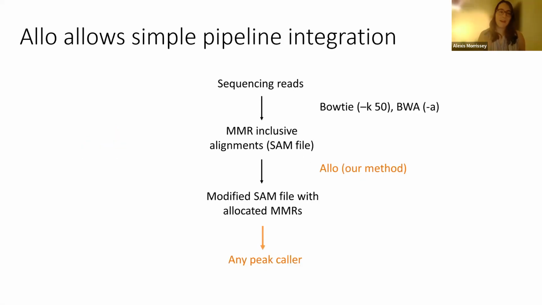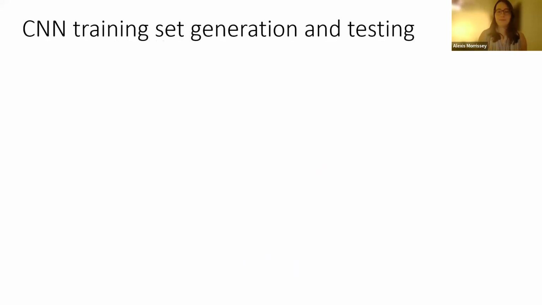Another really important thing about Allo is that it has very simple pipeline integration. So you just take your sequencing reads, your FASTQ file, you can put it in bowtie or BWA, you just have to add 1 extra argument. Out of that, you'll get an MMR inclusive alignment file. You put that into Allo, whether it's a SAM or a BAM, and then Allo will output a SAM or a BAM file for you, which can go into any p-caller and can be used for any downstream analyses. So it's very easy to integrate into pipelines that people already have.